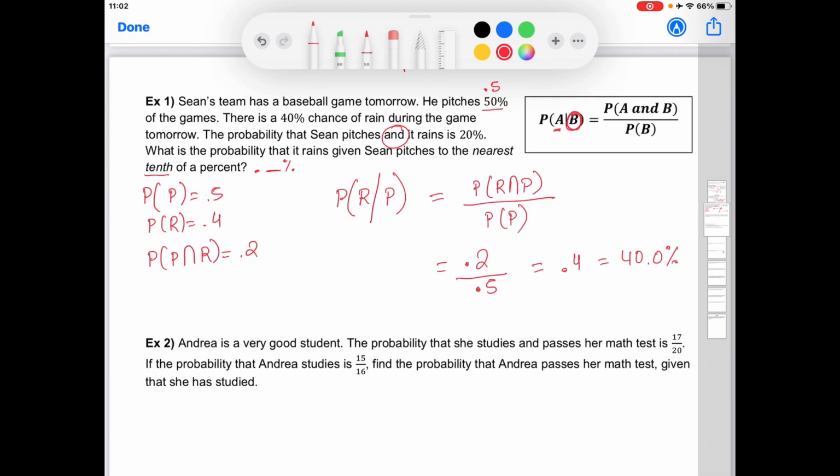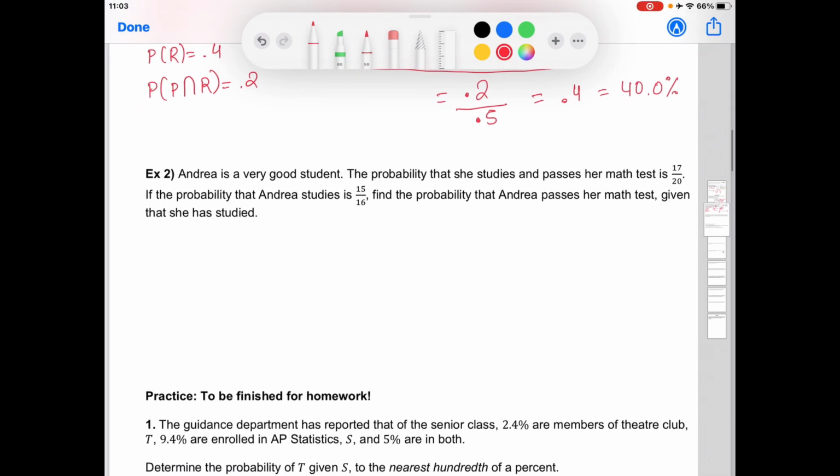Again, I will highlight the fact that, guys, you have to make sure that you understand this rule very well. You know how to set it up, because if you know how to set it up, then everything will come easy. Okay, let's try another one.